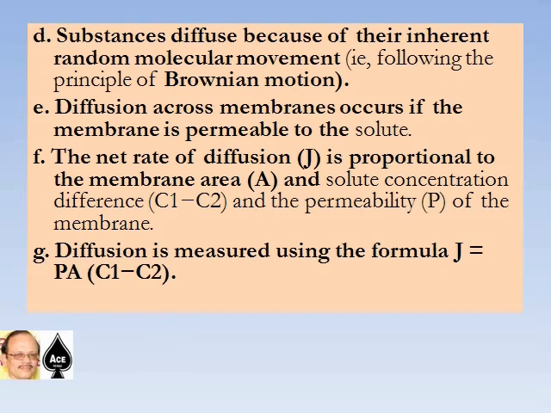Substances diffuse because of their inherent random molecular movement, following the principles of Brownian movement. Diffusion across membranes occurs if the membrane is permeable to the solute. The net rate of diffusion J is proportional to the membrane area A, the solute concentration difference, that is C1 minus C2, and the permeability P of the membrane. So diffusion is measured using the formula J = PA(C1 − C2).